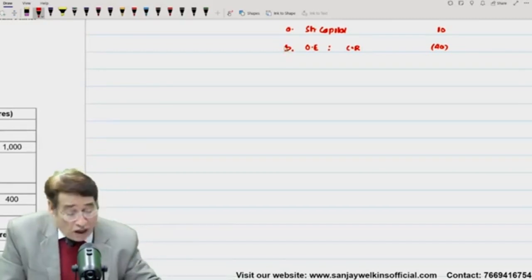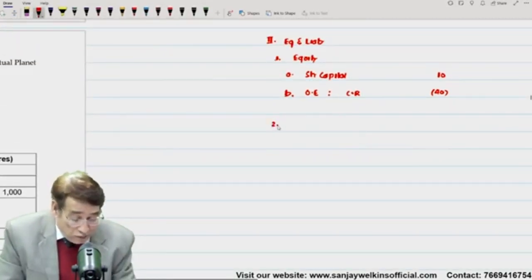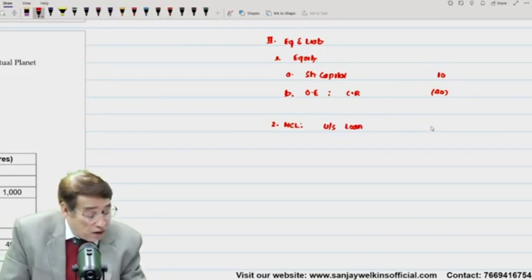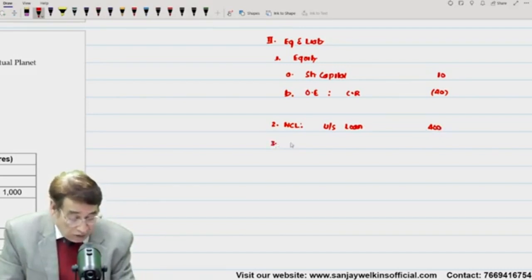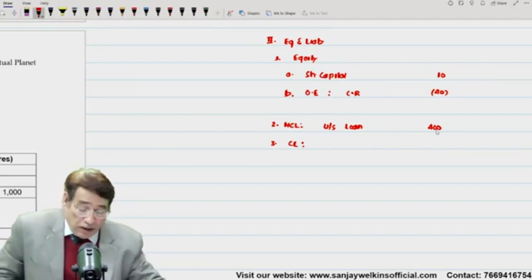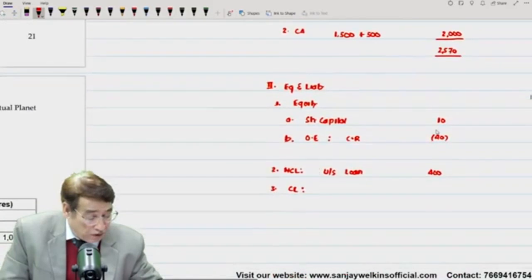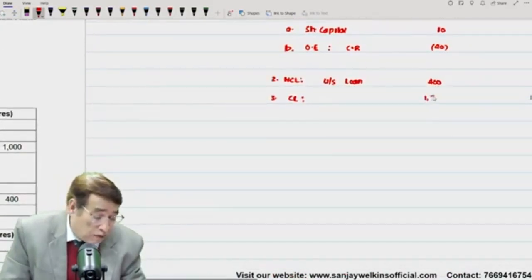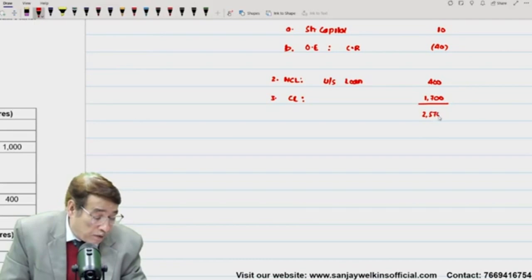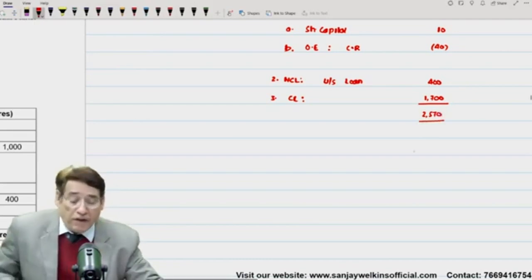Now, after this, we will have to write second, non-current liability. Because we took over unsecured loan, we presume that it is of a non-current nature, and we are writing it here, and that is equal to 400. Besides that, current liability. As far as current liability is concerned, we took over current liability to the extent of, what was the amount of current liability? 1,700, I think. So I will write 1,700. So total will be equal to 2,570, after subtracting 40.